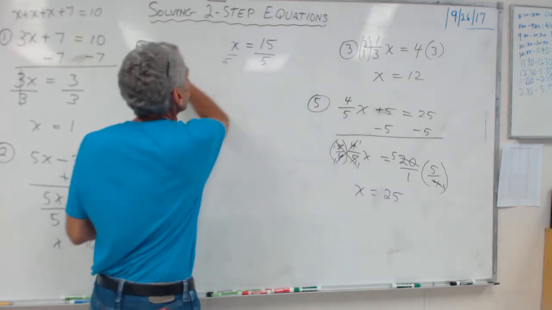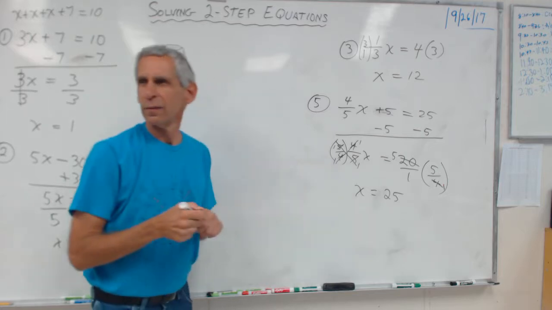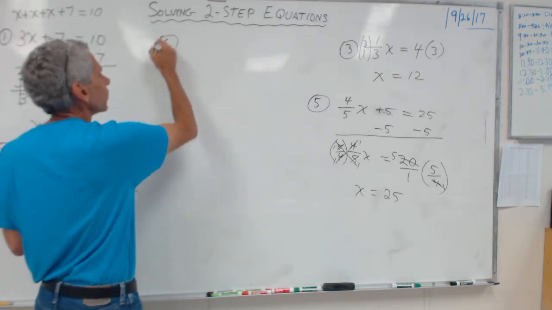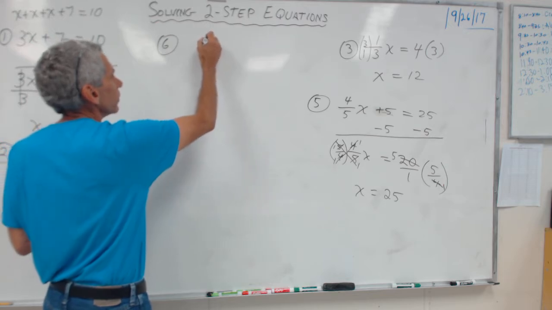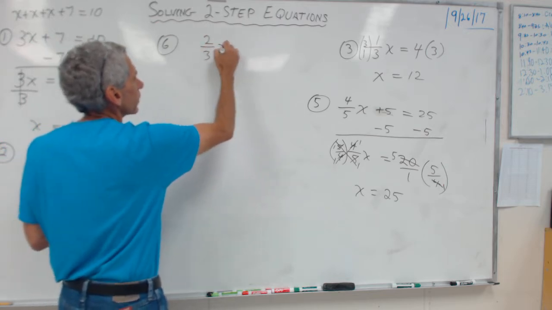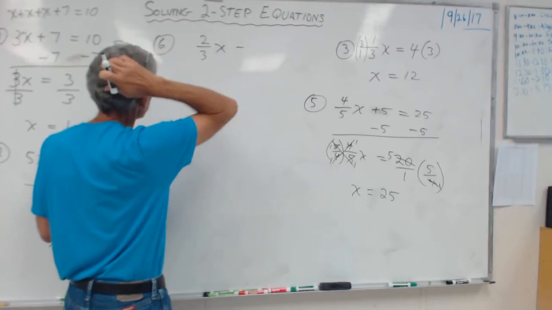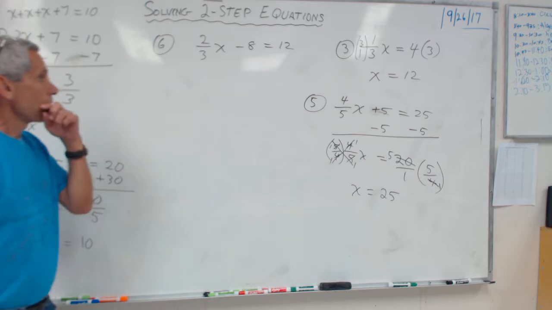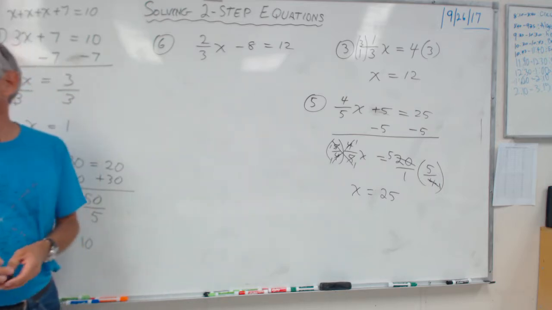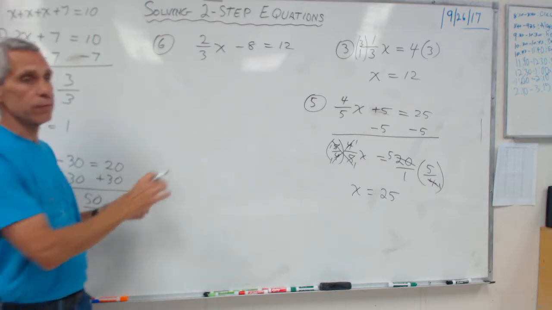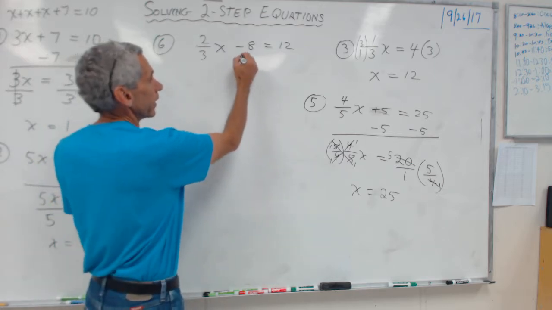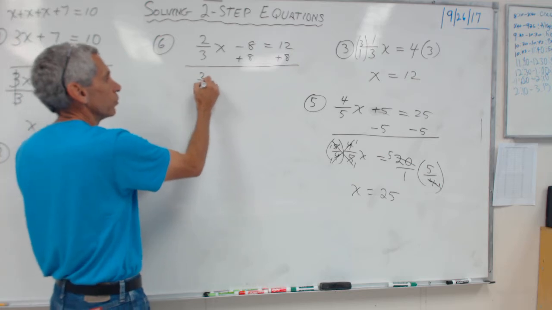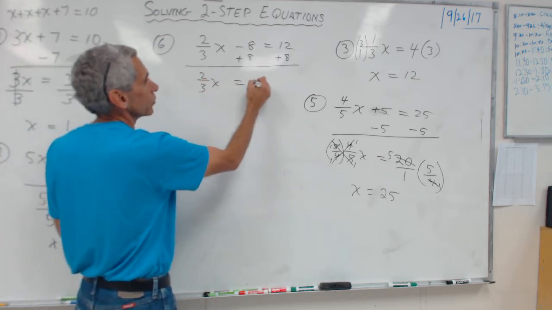Let's just try a few more of these. We'll just try a couple more, just so that we're sure. 2/3 x minus 8 equals 12. First thing I do is I add 8 to both sides. Then I have 2/3 x is equal to 20.